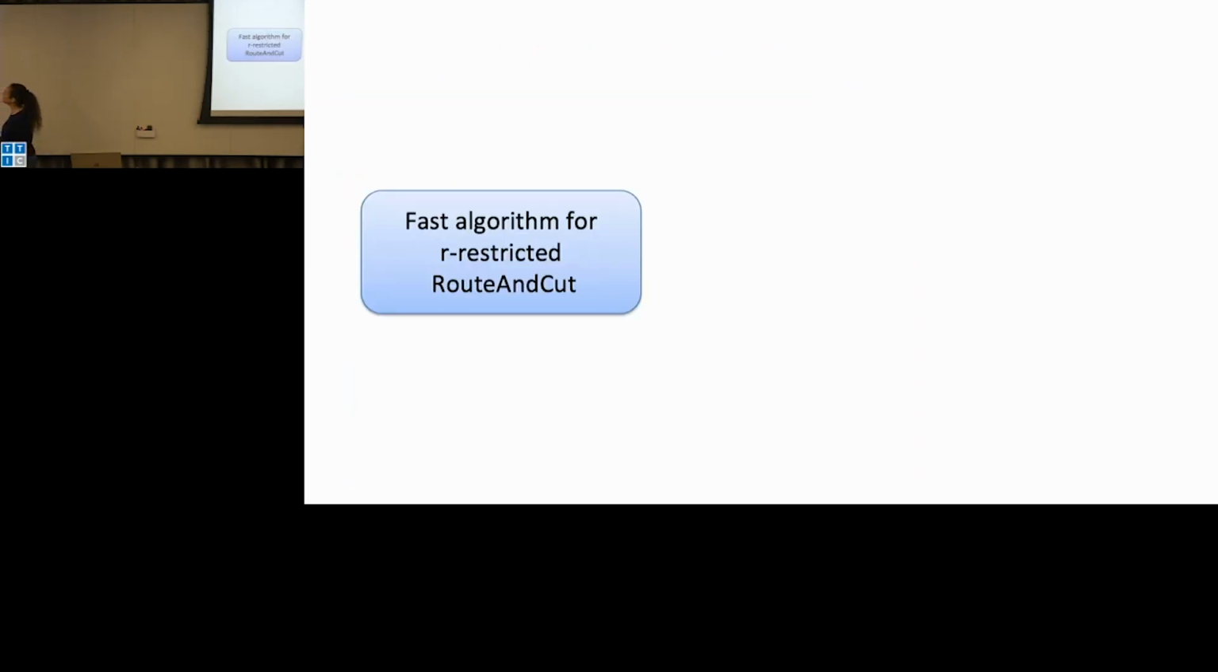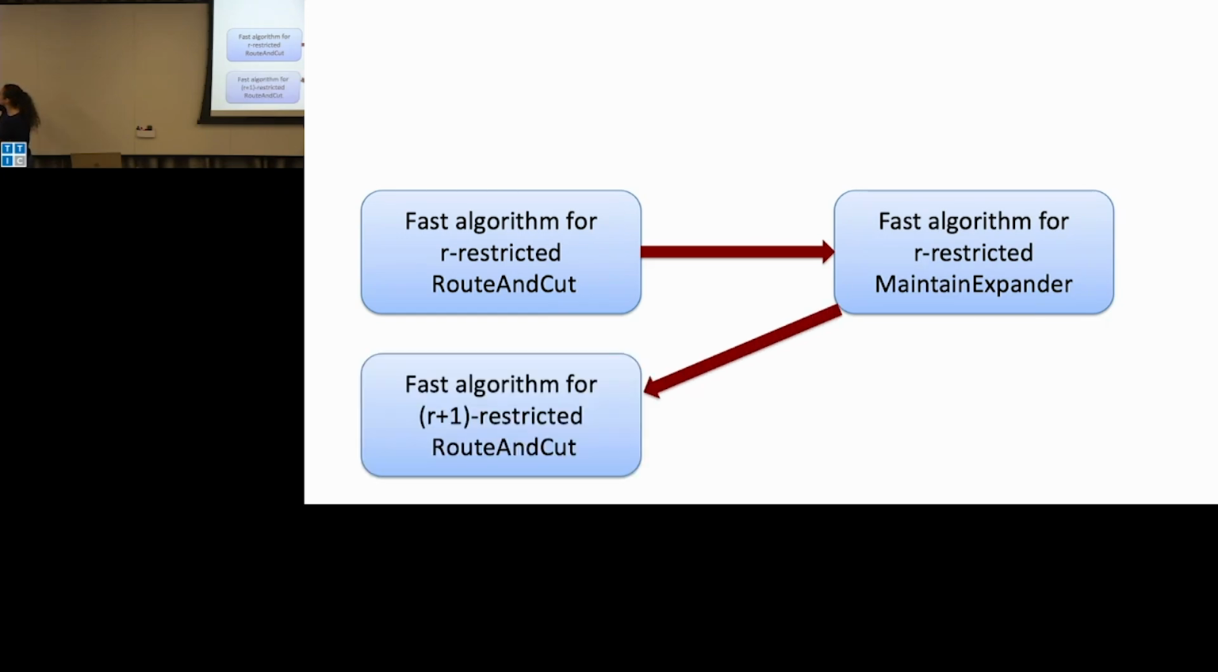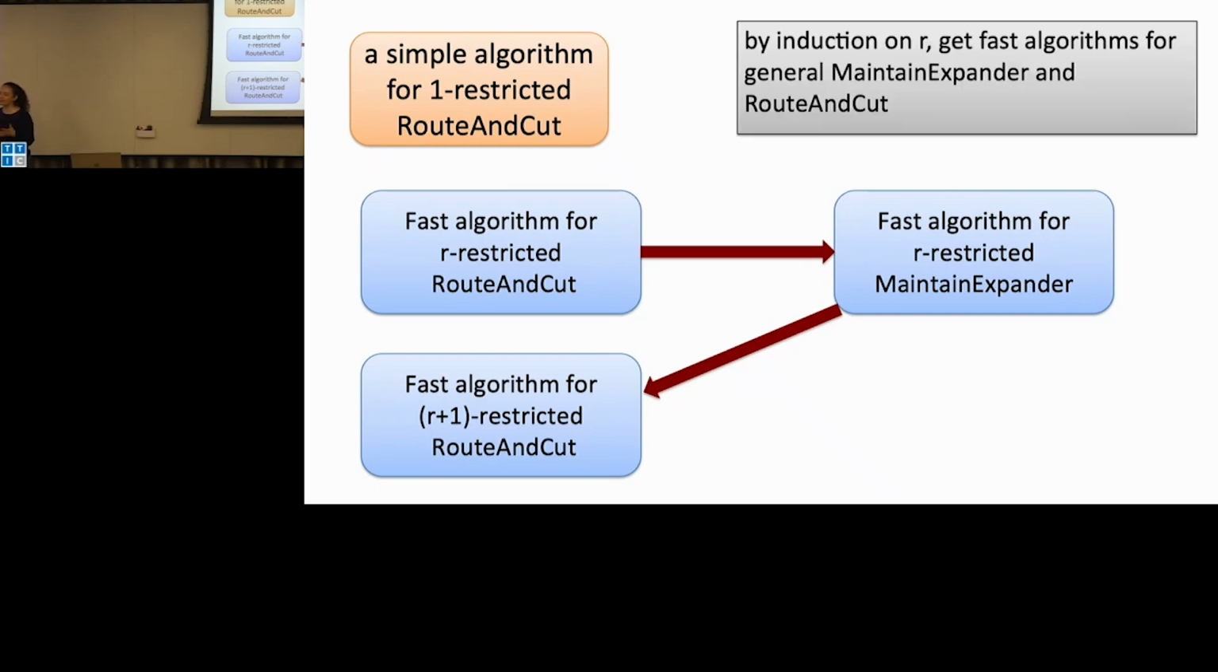And then the reductions, we just do them a little bit more carefully. We just say, if you get a fast algorithm for R-restricted route and cut, then you can solve R-restricted maintain expander fast. But in the other direction, you get from R-restricted maintain expander to R+1 restricted route and cut. Now, when r is equal to 1, both of these problems are really easy because this distance parameter is small and you can solve them using old techniques. And then you do induction on r, and simultaneously for these problems, you prove that you can solve them for the whole range of parameters.